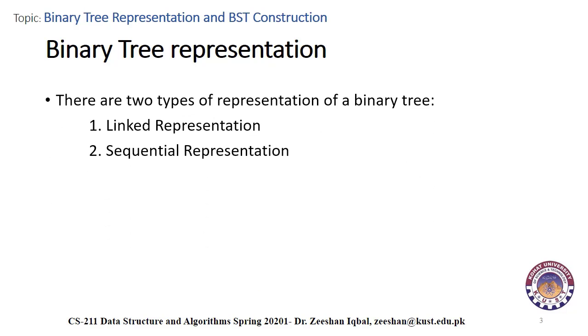To implement binary trees in memory, there are two types of representation of a binary tree. The first one is known as linked representation, where we will implement the binary tree in the form of a linked list. In the next phase, in sequential representation, the binary tree will be implemented using an array.